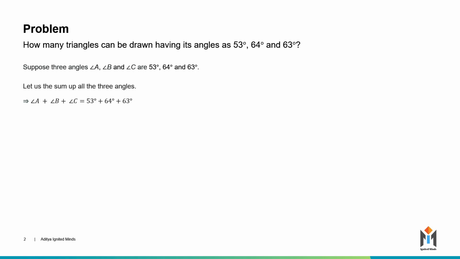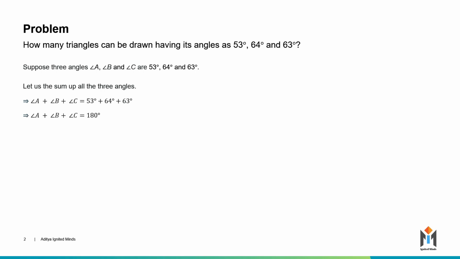A plus B plus C equals 53 plus 64 plus 63, and when you do the math it comes out to be exactly 180 degrees. As you know from the angle sum property of a triangle, the sum of all the angles in a triangle adds up to exactly 180 degrees.